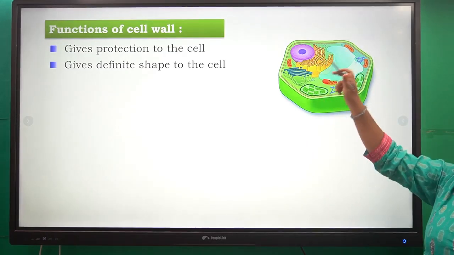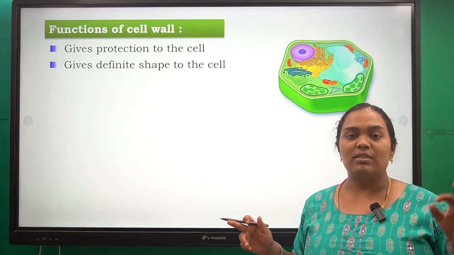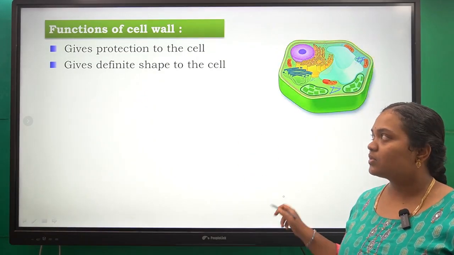So what is the shape of the cell wall? It is the shape of the cell. The shape of the cell wall defines the shape of the cell, which means it gives a definite shape to the cell.